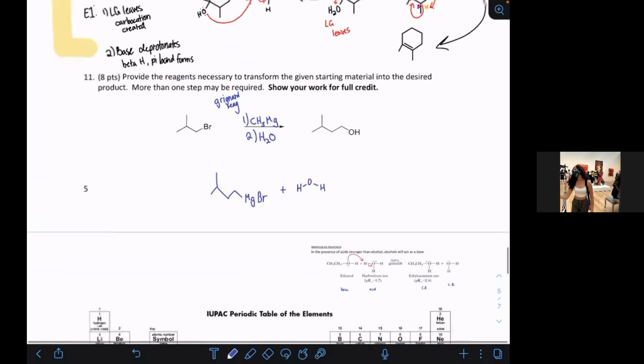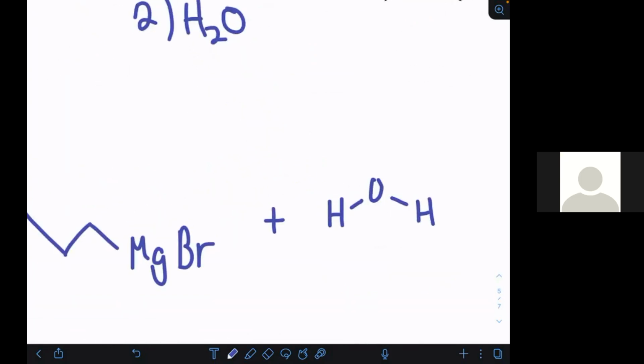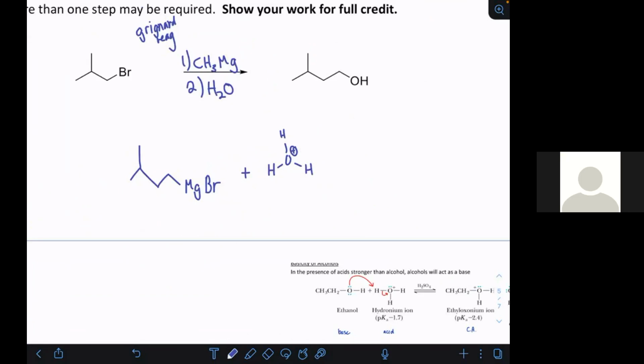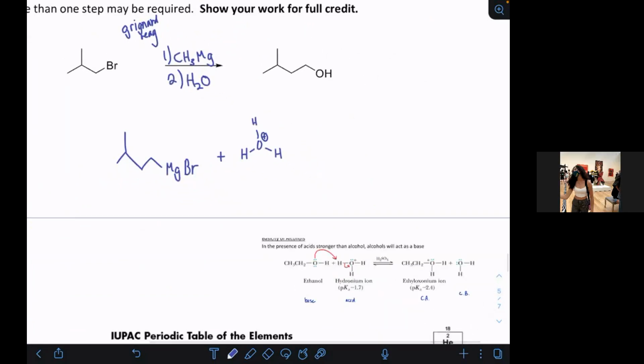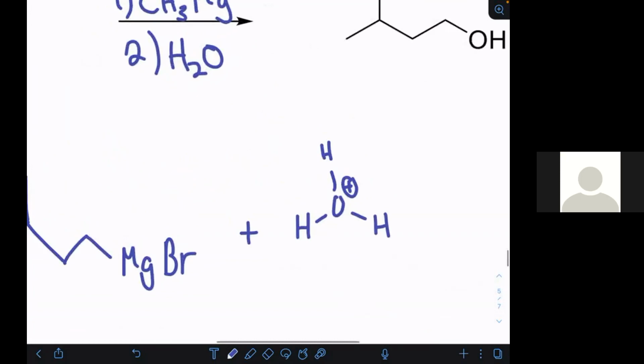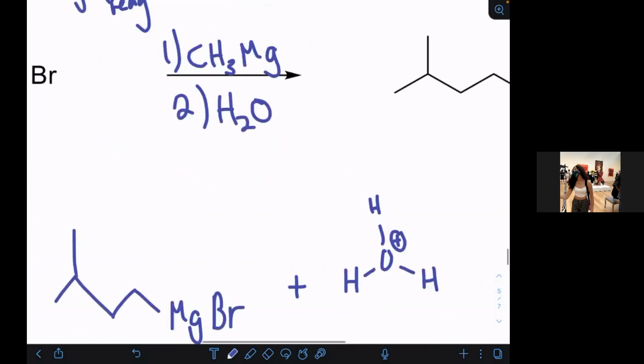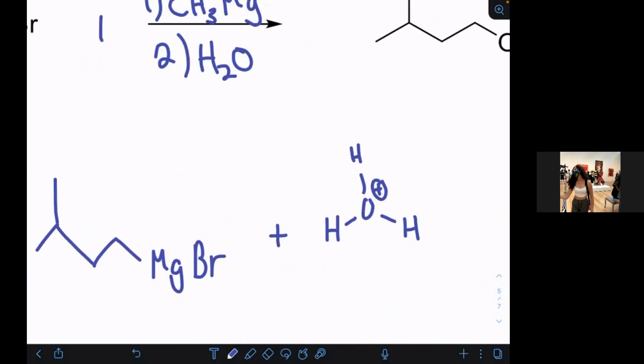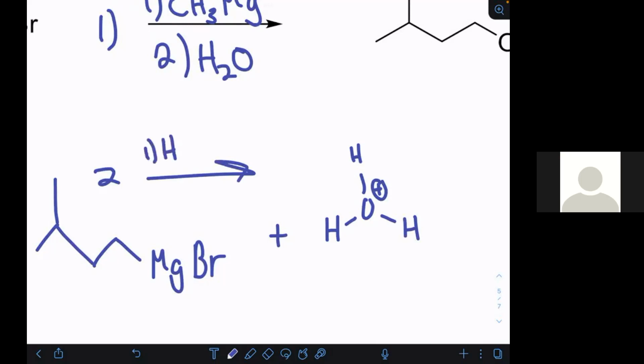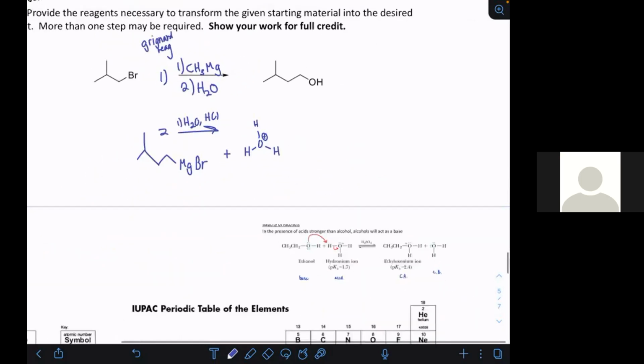Oh wait, should I use H2? I would do H3O plus because it's H2O and HCl, which forms H3O plus. When it says H2O and HCl together, it's going to be H3O plus for hydrolysis. Oh, okay. So for the second step, I guess 1 and 2. For the second step, you could just put H2O comma HCl or whatever. I just put H3O plus, I think.